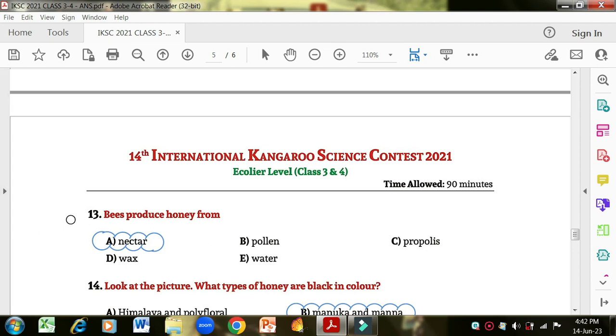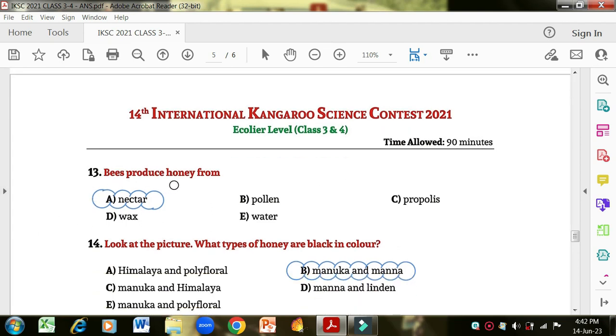Okay, now let's start with it. Bees produce honey from nectar. Nectar is the correct answer. We already know this, that they produce honey from nectar.